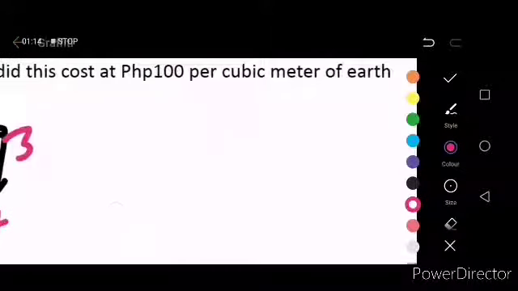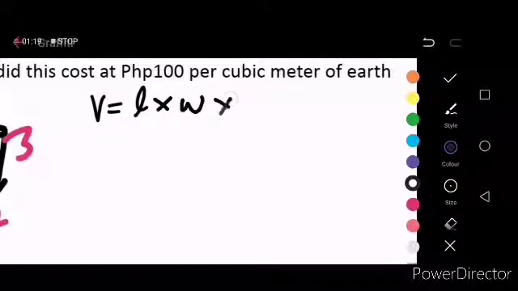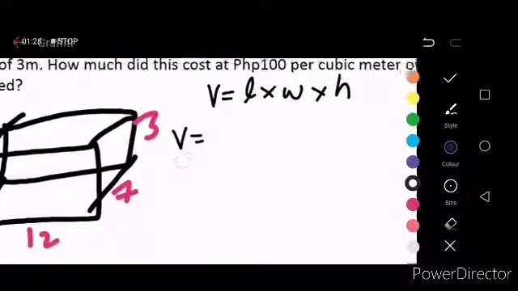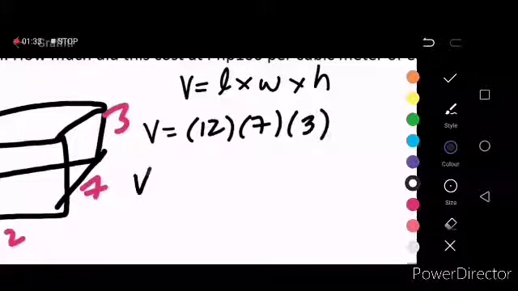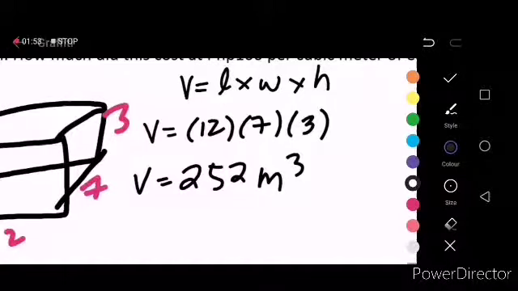Okay? So, volume muna ang problema natin. The formula for the volume is length times width times height. So, the volume is just equal to, well, according to the given, it will be 12 times 7 times 3, which is equal to what? Yes. Using your calculator, you'll get 252 cubic meters. Oh, isang problema pa. Di pa tapos yan, di ba? Kailangan i-multiply natin yan para malaman natin yung payment natin.